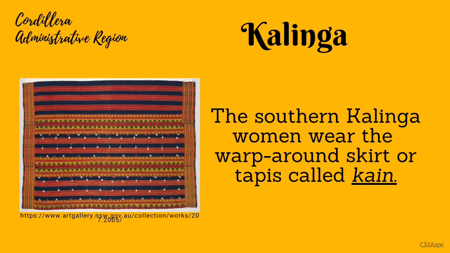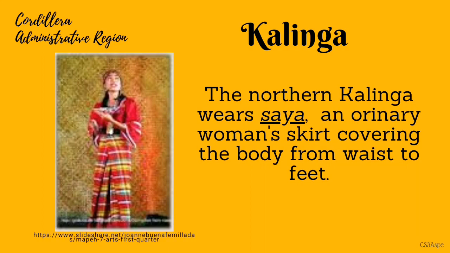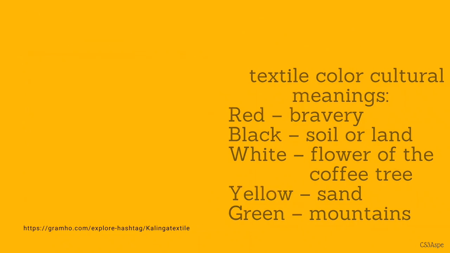which reaches below the abdomen, and when they walk, one of the thighs is exposed. The Northern Kalinga wears saya or ordinary women's skirt covering the body from waist to feet. The colors used in their textile have cultural meanings: red for bravery, black for soil or land, white for flower of the coffee tree, yellow for sun, green for mountains.